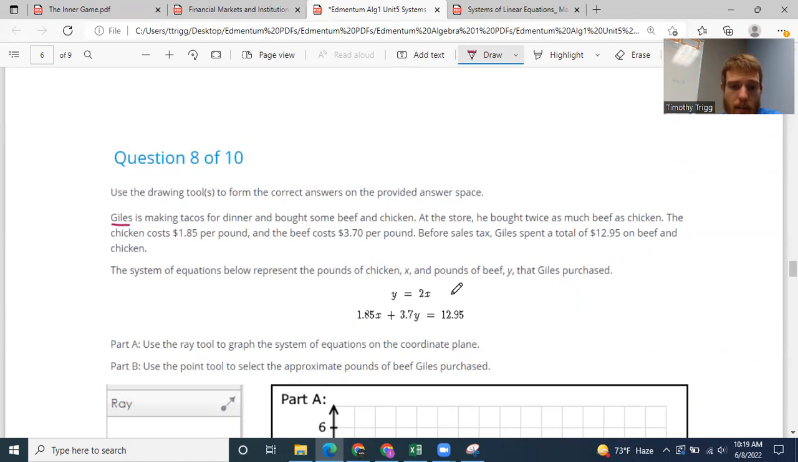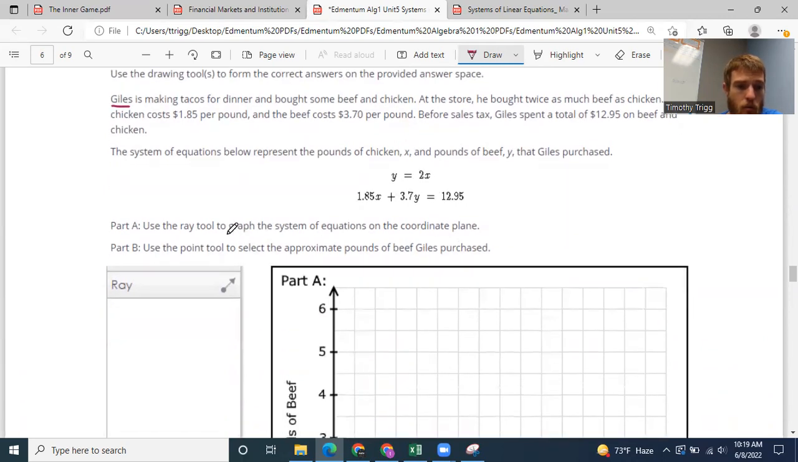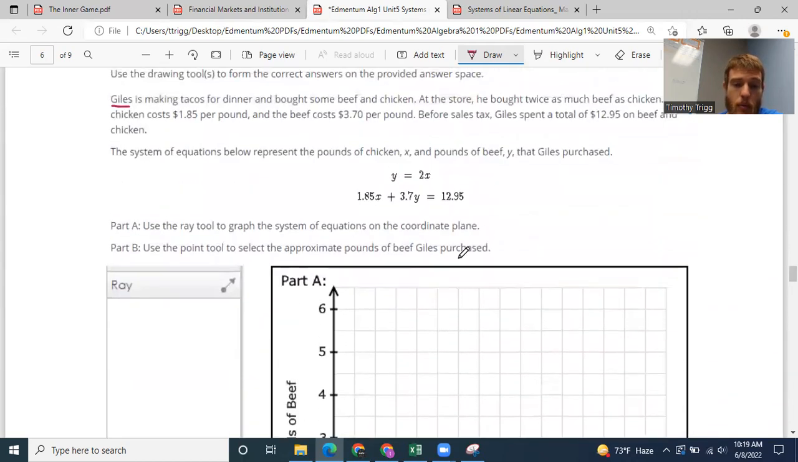So we can see we got these 2 equations here based on the information. Use the ray tool to graph the system of equations on the coordinate plane. Use the point tool to select the approximate pounds of beef Giles purchased. All right, so basically we want to graph these 2 equations. This first one is quite simple.